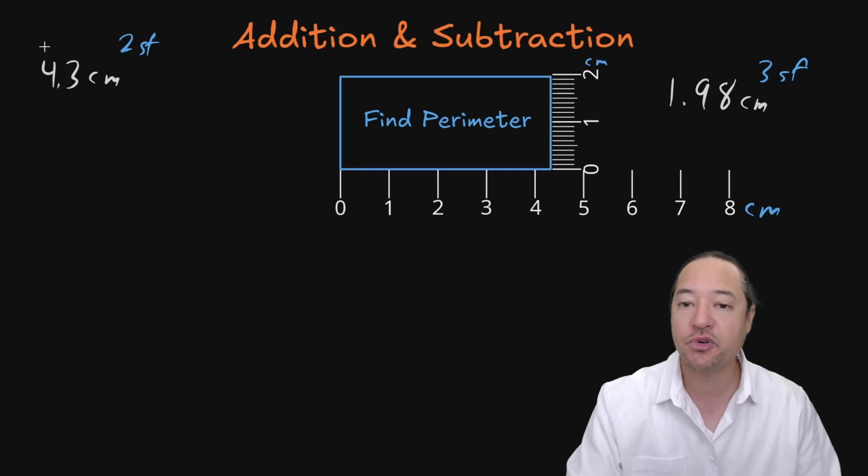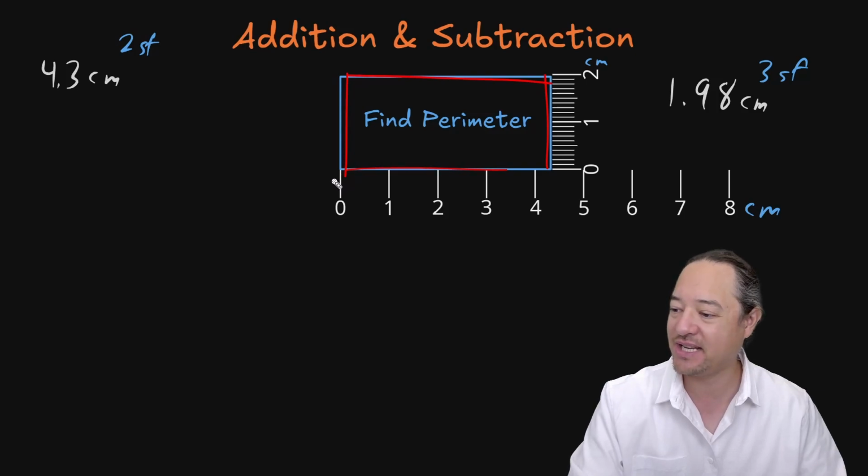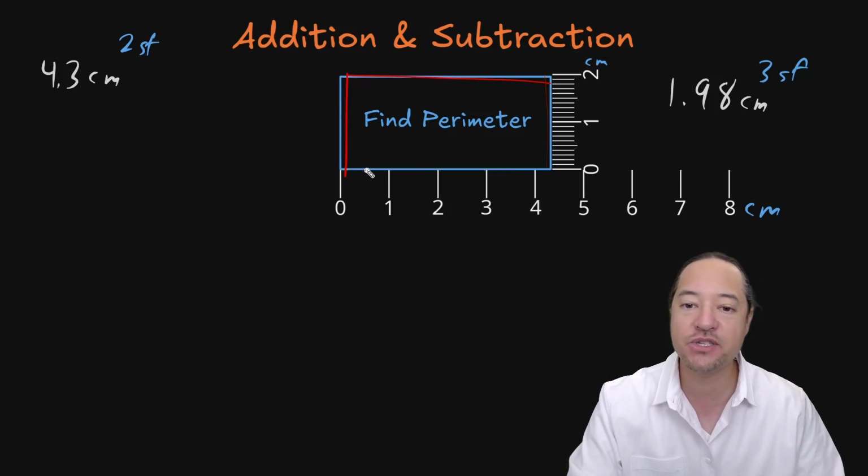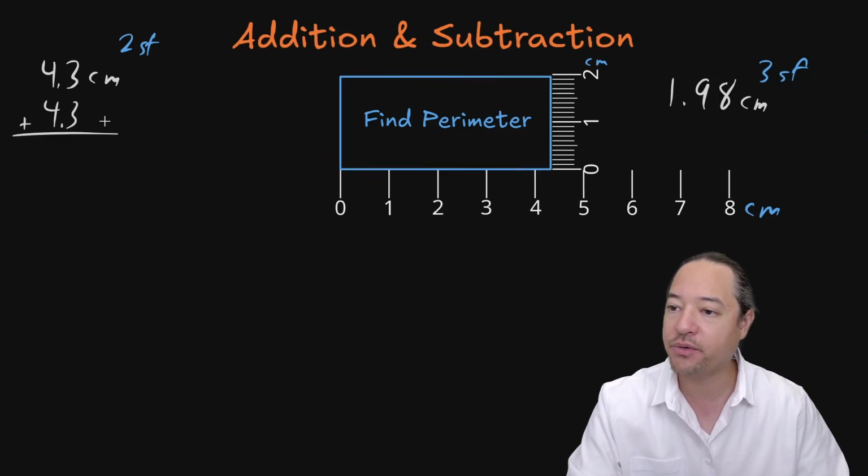So how do we find the perimeter? Well, we're just going to have to add the length plus the width plus the length plus the width. Okay, so let's do that. If I was to add both of these lengths together, what would I get? I would get 4.3 plus 4.3. This would give me 8.6 centimeters so far.